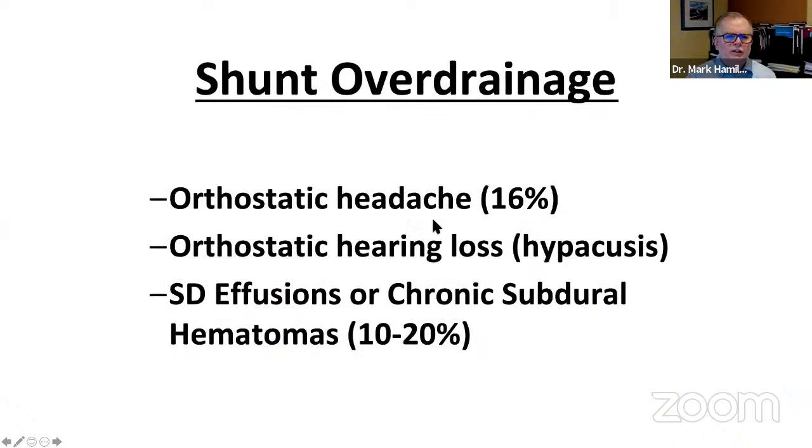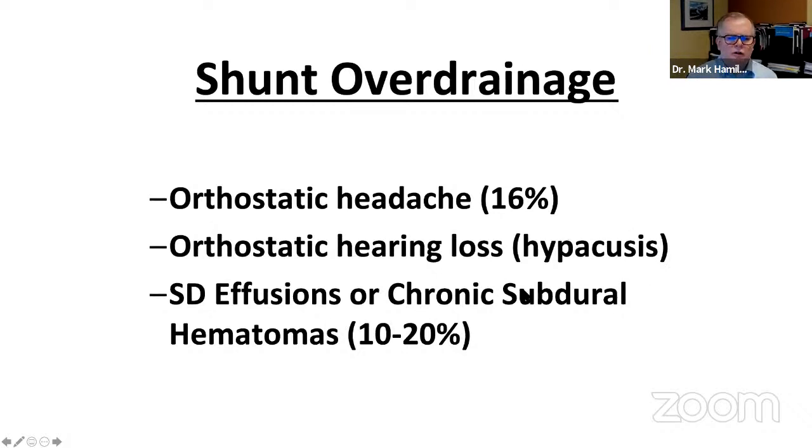So what is overdrainage? Orthostatic headache is one aspect. Programmable valves can help a lot with this. Orthostatic hearing loss or hypacusis. I've seen this many times. And you can usually fix this by adjusting the shunt to make it more resistant to drainage. The trade-off with both of these is that you can potentially reduce shunt effectiveness by reducing the amount of drainage.